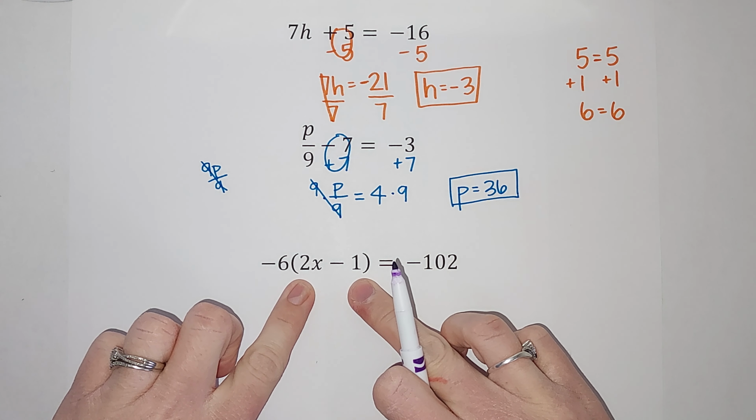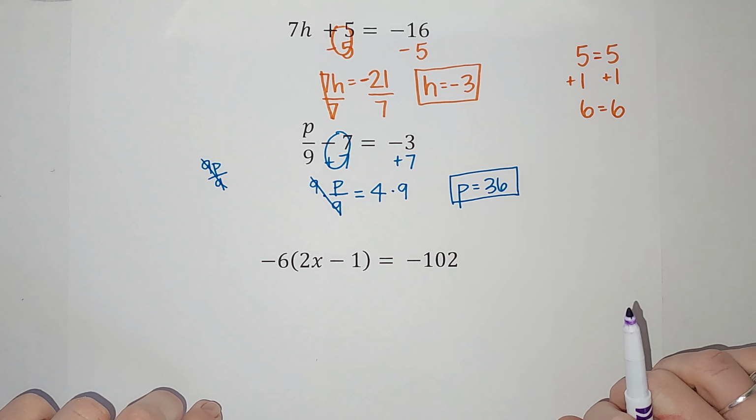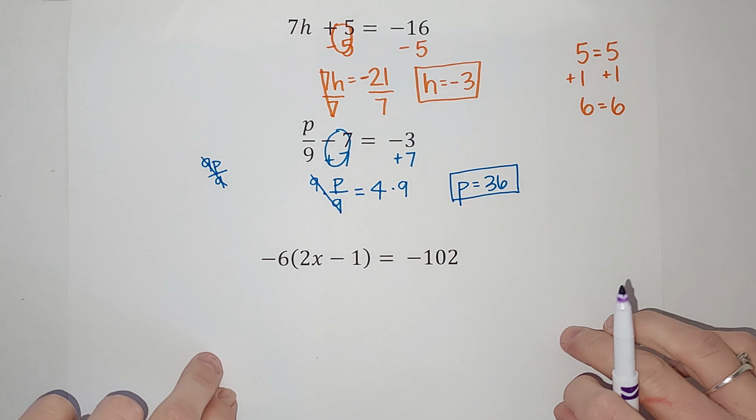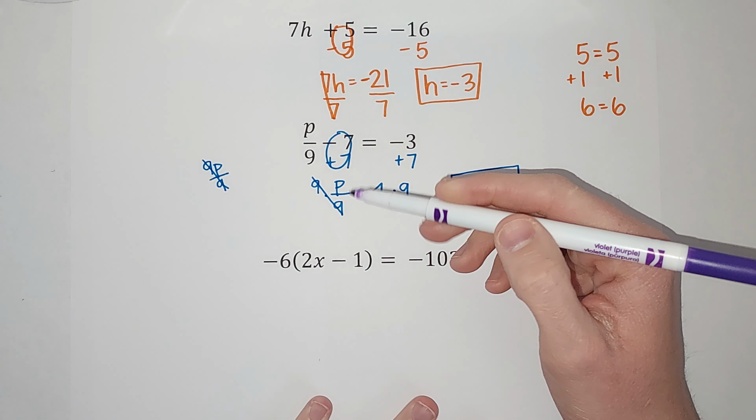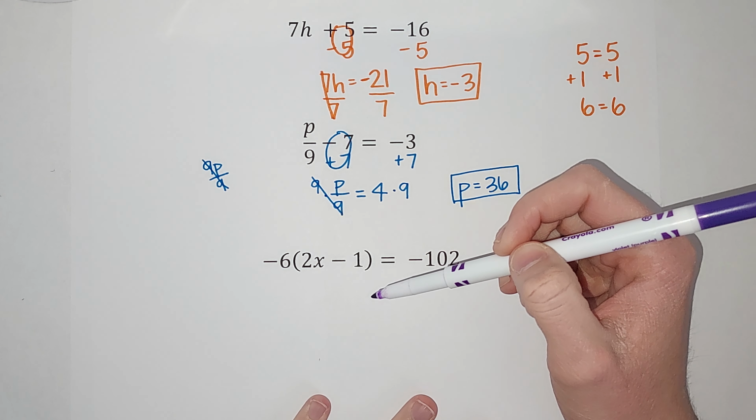Okay, now we've got negative 6 times, it's being multiplied by this whole thing, that's why there's parentheses, times 2x minus 1 equals negative 102, okay? Now there's 2 ways we could solve this. I'm going to do it one way. If you want to try it a different way and make sure you get the same answer as me, great, okay? All right, so this 6, like we said, is being multiplied by both of these. I'm trying to get x alone, so I want these parentheses gone. One way to get rid of them is to multiply this 6 in, okay?